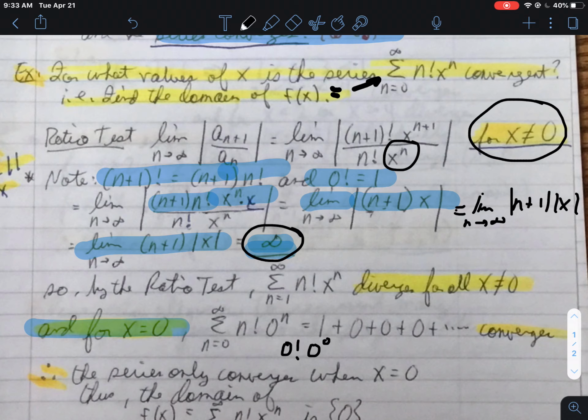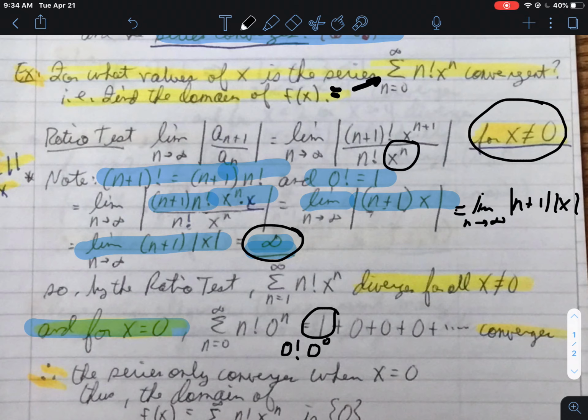Now, for n equals 1, 2, 3, etc., I've got 0 to the first, 0 squared, 0 cubed, 0 to the fourth, etc. So all of those terms would be 0, times n factorial would give me 0. So the first term, when n equals 0, is 1, and every successive term would be 0. And so our series would be equal to 1 plus 0 plus 0 plus 0, et cetera, which is convergent, right? It converges to 1. The sum is 1 there.